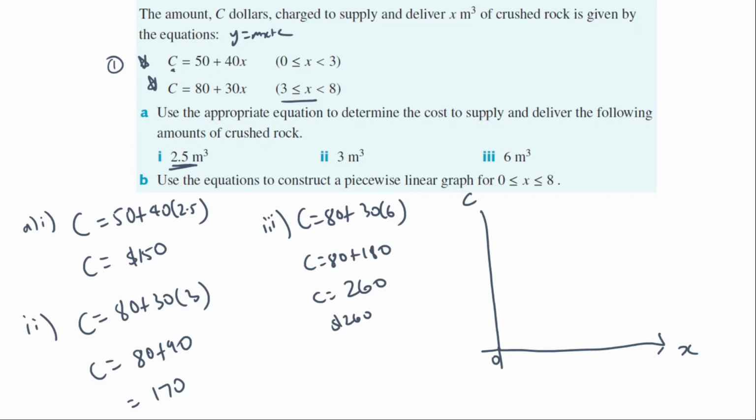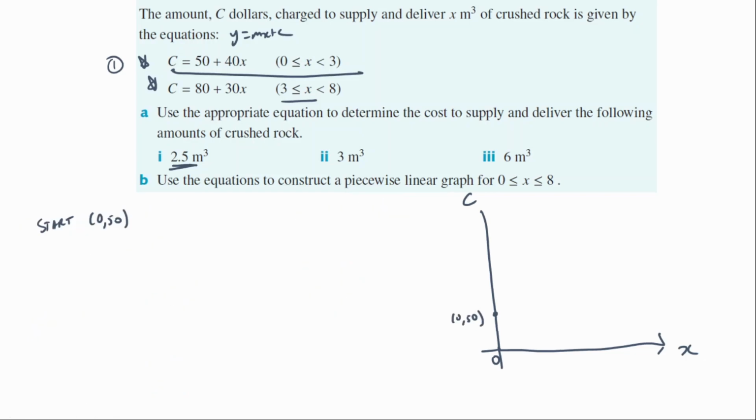Alright, so the first part of my graph is going to be this one here, because that starts at 0 and ends just before 3. So that means my y-intercept here is going to be 50. So I'll replace that there. I'll actually draw that in. That's going to be 0, 50. That's my first position, so the starting point of that first graph is 0, 50. X is 0 whilst y is 50.